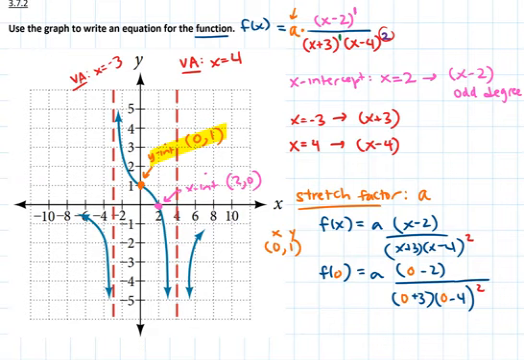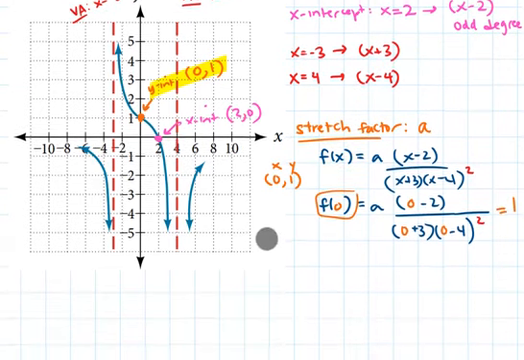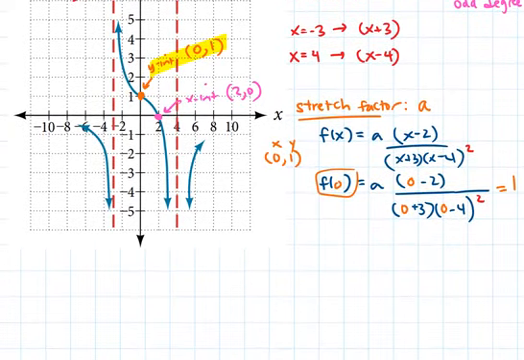And when you do plug in your f of 0, that ends up being equal to the y value. It's equal to 1. That's what f of 0 is. So we've got ourselves a mini equation. Let's kind of clean it up a little bit. We still have a involved.